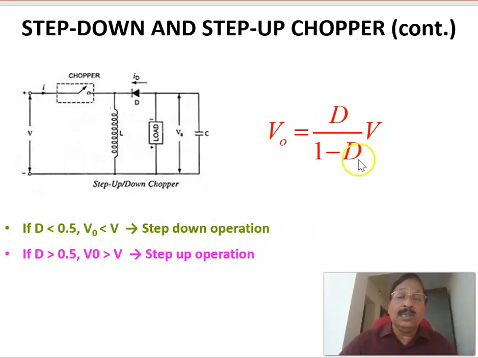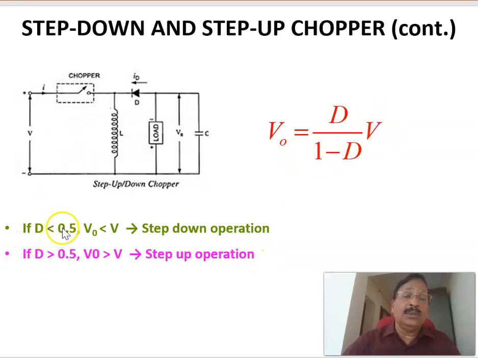Now, if you make the duty ratio more than 0.5, duty ratio being nothing but T on divided by T, the output voltage will be more than the input voltage. For example, if you make the duty ratio say 0.8 here, it will become 0.8 divided by 1 minus 0.8, or 0.8 divided by 0.2, which means 8 by 2, which is equal to 4 times V. Therefore, the output voltage will be more than the input voltage. Therefore, if you make the duty ratio more than 0.5, the output voltage will be more than the input voltage.